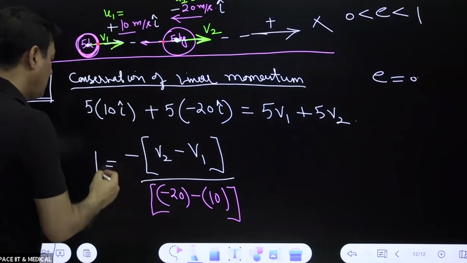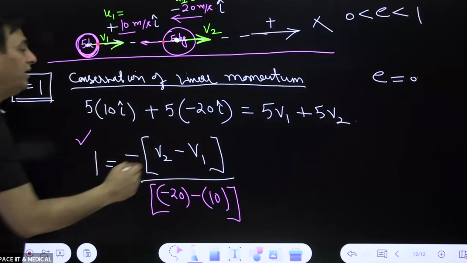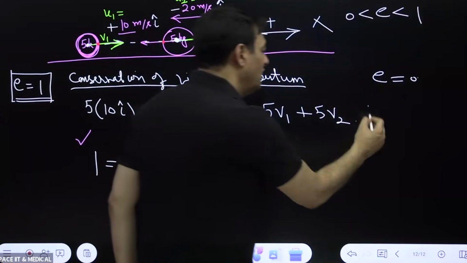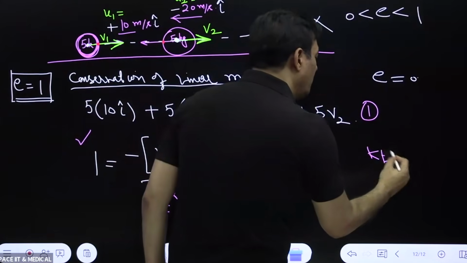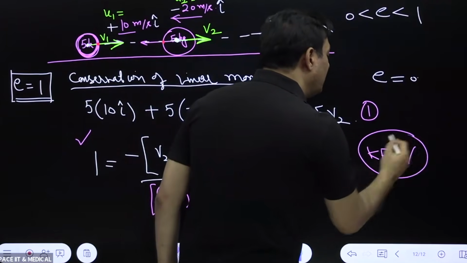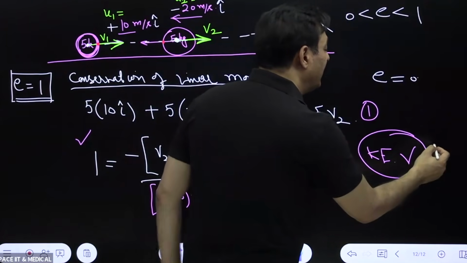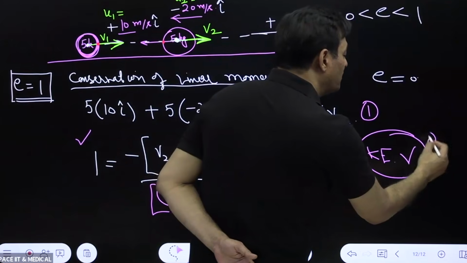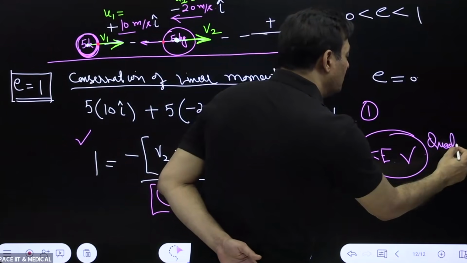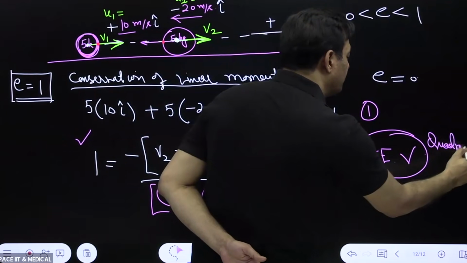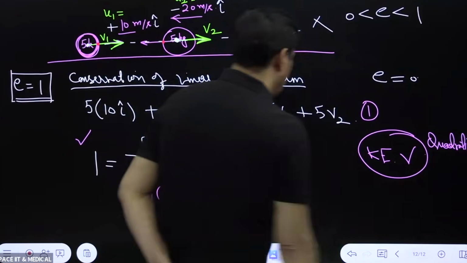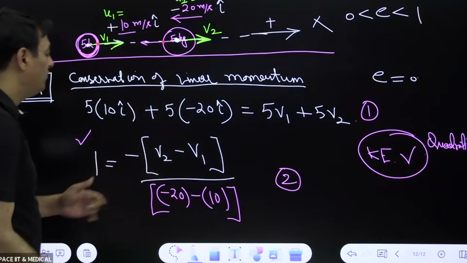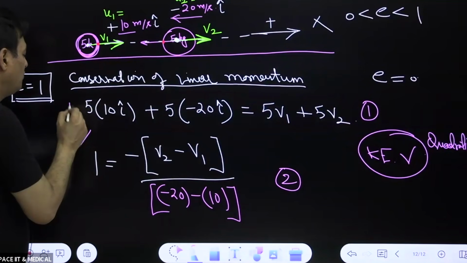This is E. Now we will use these two equations, 1 and 2. Kinetic energy will be conserved, but we are not writing that equation because that is a quadratic equation and the calculation can be lengthier, which will take some more time. So we will prefer the linear equation. So we'll use this and this, 1 and 2.